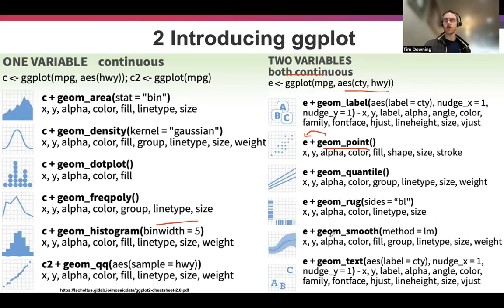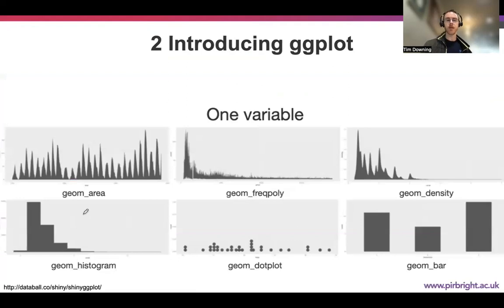We'll also use smooth here, which fits a linear model to our data set too. So you can see here we've got areas where you've got some sort of frequency distribution. That's the same for the second plot, and to an extent the third plot. We've got a histogram instead for the fourth plot. We've got a dot plot for the fifth plot, and then a bar plot for the final one there.